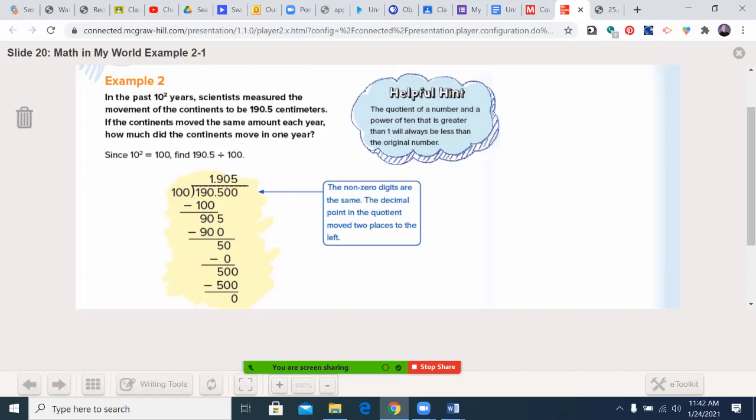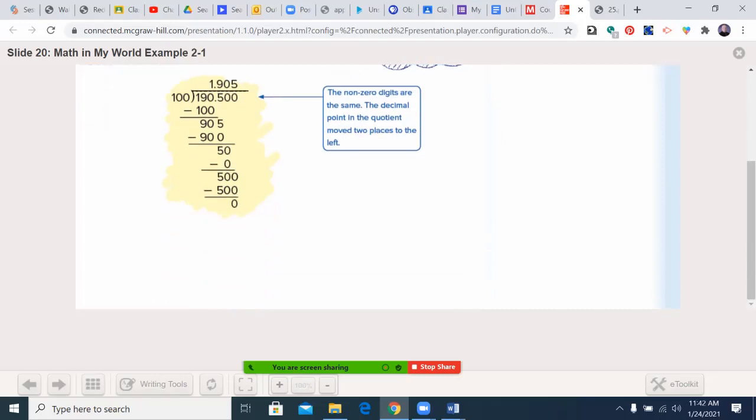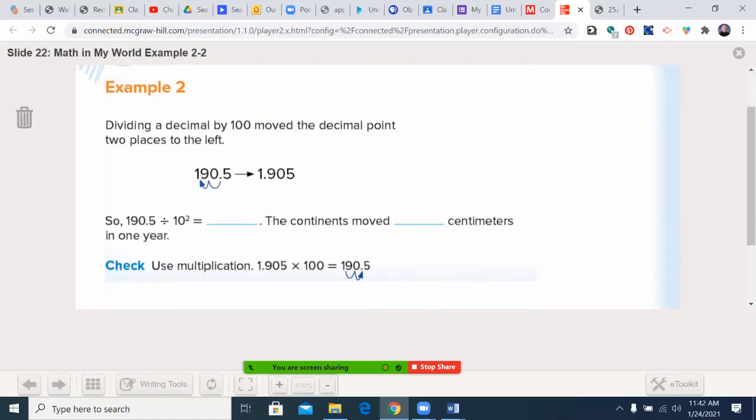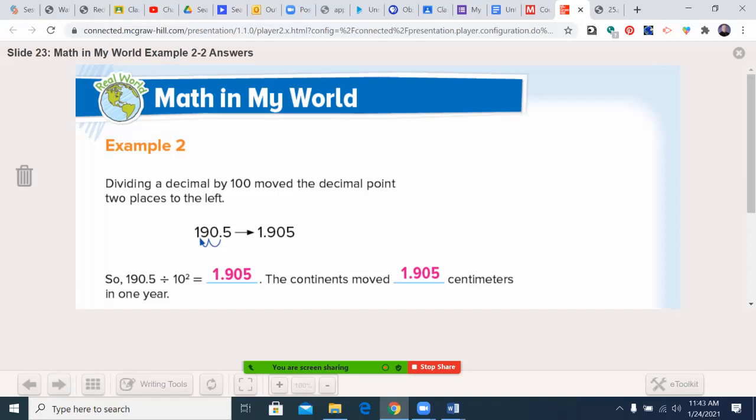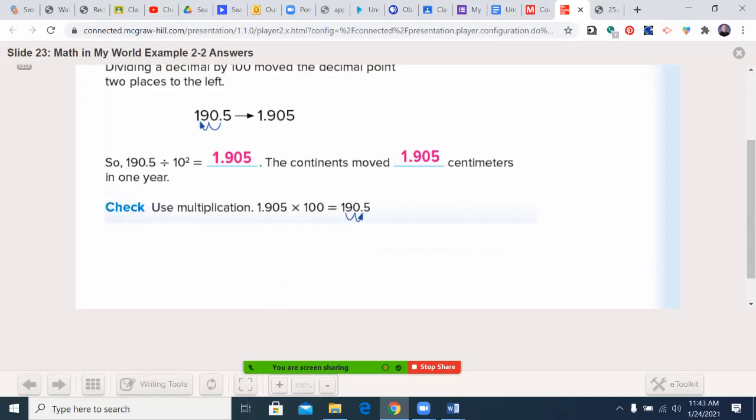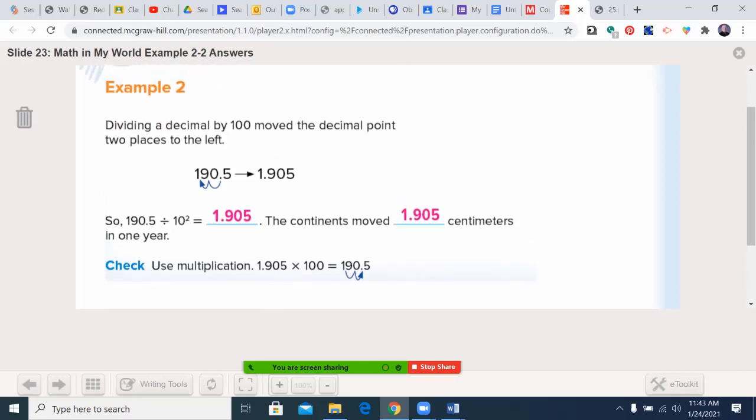Very easy. And we ended up with 1.905. That's cool and all, but there's a better way. Dividing by 100 means 2 spots to the left, and now we have 1.905. So 190.5 divided by 10 squared is 1.905. The continents moved 1.905 centimeters in a year.